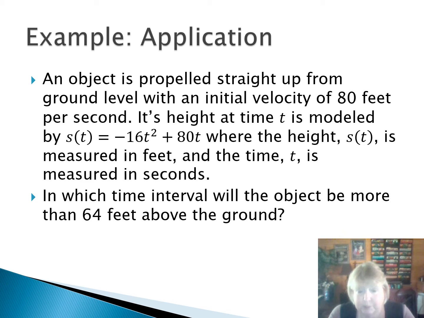An object is propelled straight up from the ground with an initial velocity of 80 feet per second. Its height in time is then modeled by S of t equals negative 16t squared plus 80t, where the height S of t is measured in feet and time t is measured in seconds. In which interval will the object be more than 64 feet above the ground?